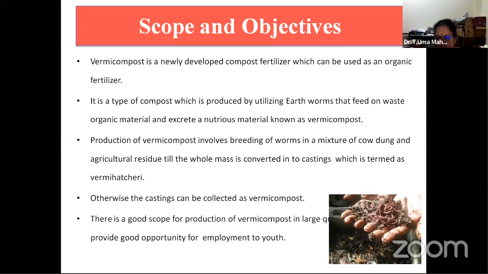Here the concept is that we are utilizing earthworms for conversion of waste, green waste, into organic manure. That is the concept. So the production of natural organic fertilizer from waste, green waste especially, is nothing but what we call vermicomposting.